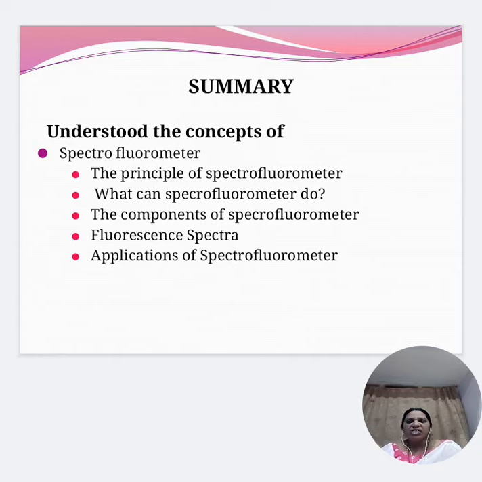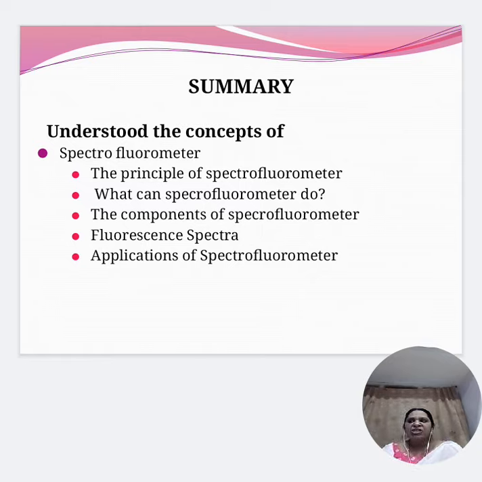You get the emission spectra by measuring the variation in emission intensity with wavelength for a fixed excitation wavelength. So you get a graph which can be observed, and the difference between the two is nothing but the Stokes shift. Always the emission spectrum wavelength is more than the absorption spectrum wavelength.